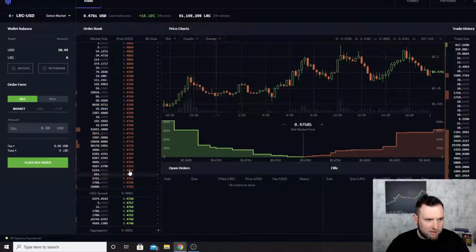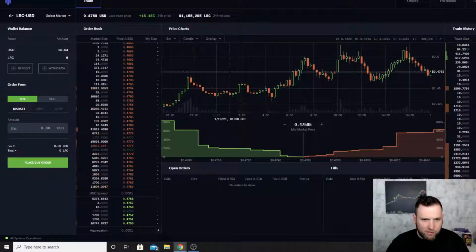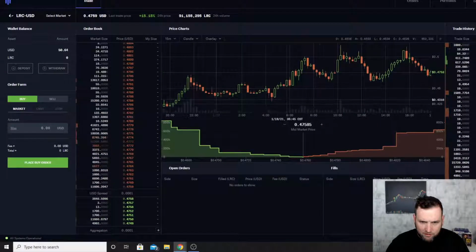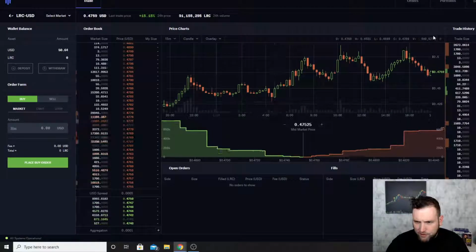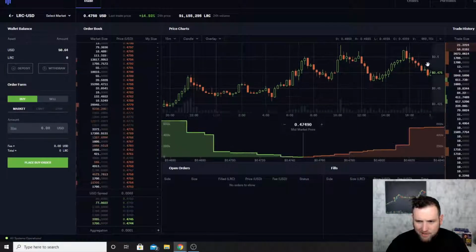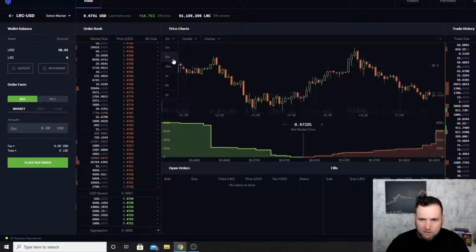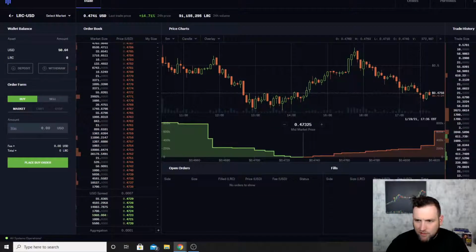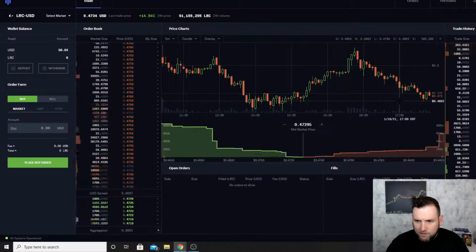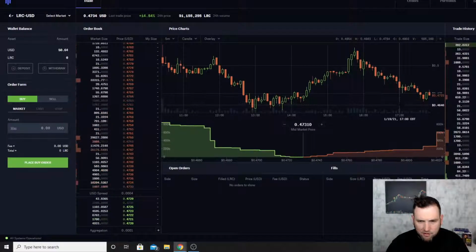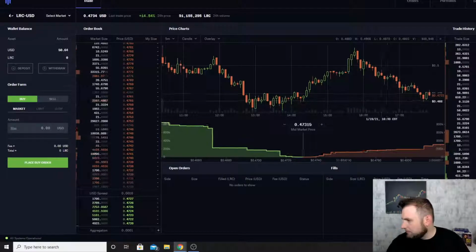Let's see. Let's check. This is Loopring. Okay. So looking at the moves, 42 up to 50, so an 8-cent move. So this actually could be decent to trade. It's actually low right now, 47 cents there.